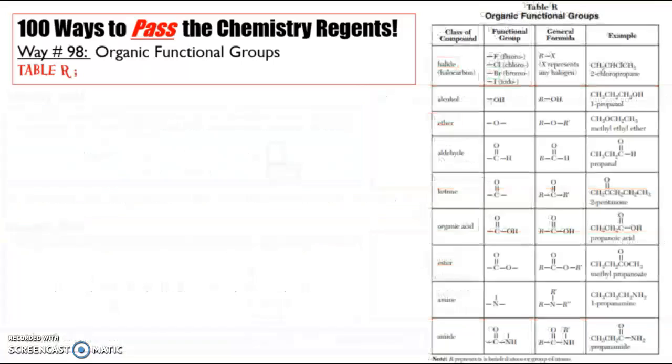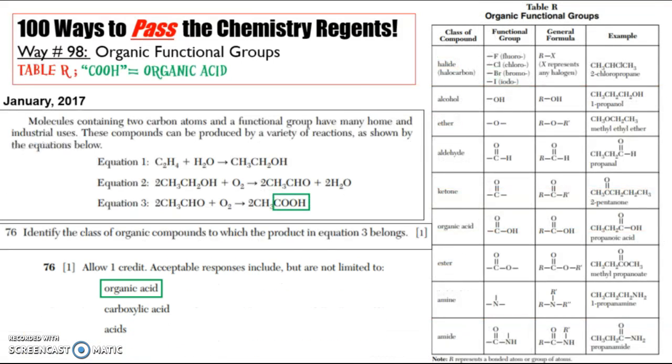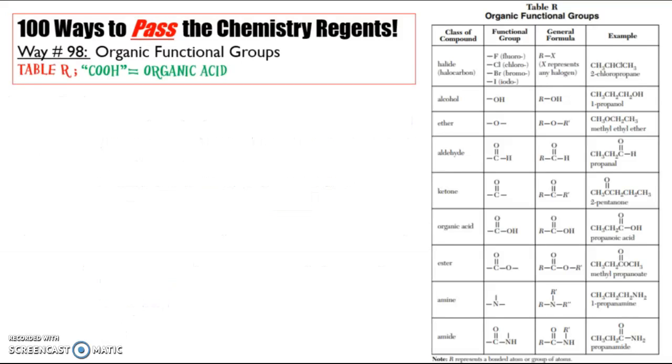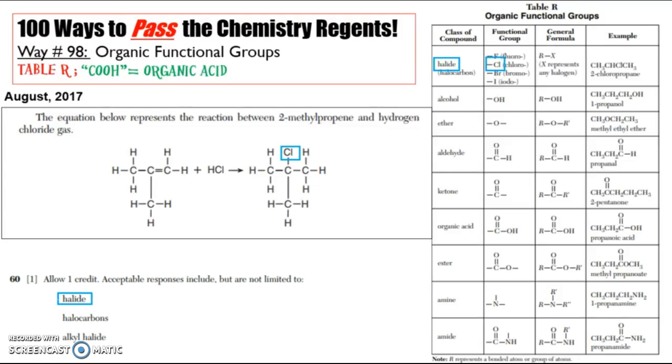What about this question? Keep in mind that acid is a clue that you are identifying an organic acid. Pause the video and figure this one out. If you remembered to use Table R and saw that Cl is in the group halides, then you are correct. So, remember that whenever you are dealing with an organic functional group, use Table R, and acid is a clue for organic acids.